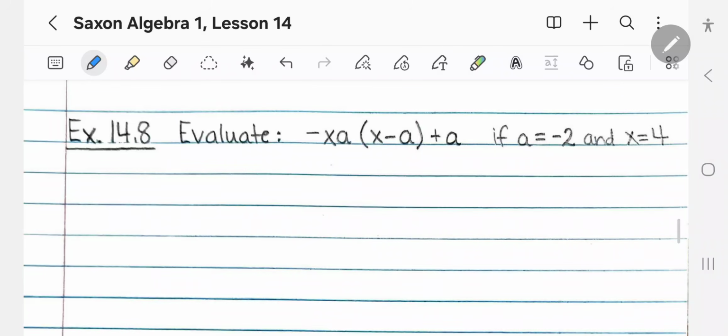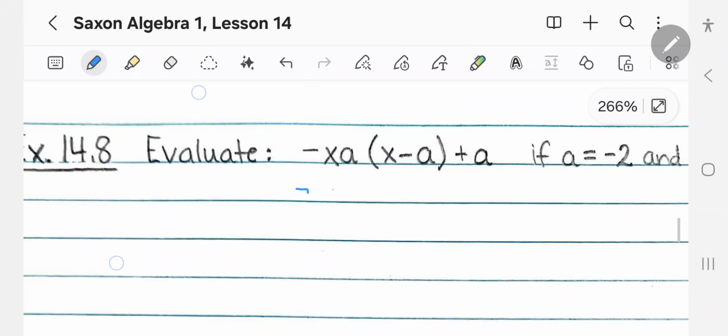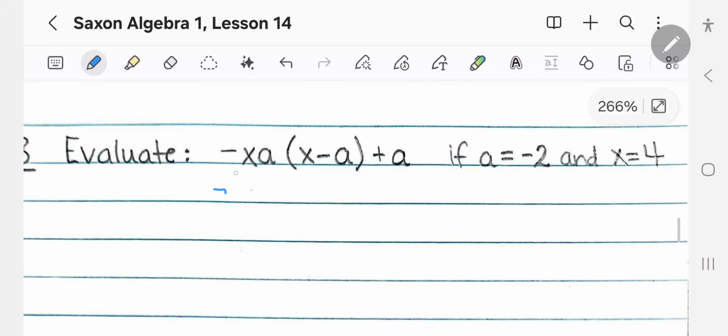14.8. We're going to insert all of our values. So we have a negative, or an opposite, there. And we're going to put in our x, which is 4. And our a is negative 2. I'm using all the parentheses again. X is 4 minus, and then you have a negative 2. Okay, plus a, which is negative 2.